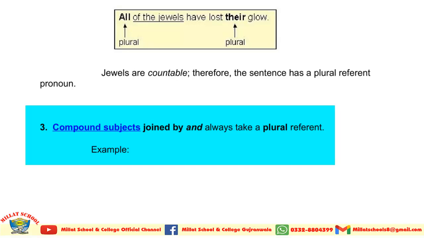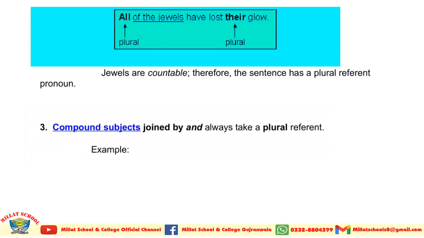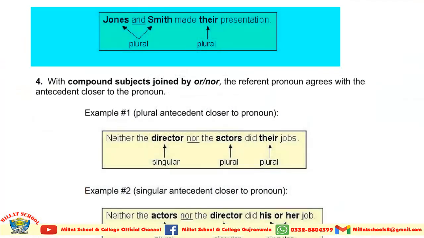The third component of subject verb agreement is compound subjects. Compound subjects are those subjects which are joined by and, and they always take a plural referent. The words that have the use of and will take a plural referent. Johns and Smith made their presentation. Here Johns and Smith collectively become a plural pronoun. So we have used their as a plural referent for them.